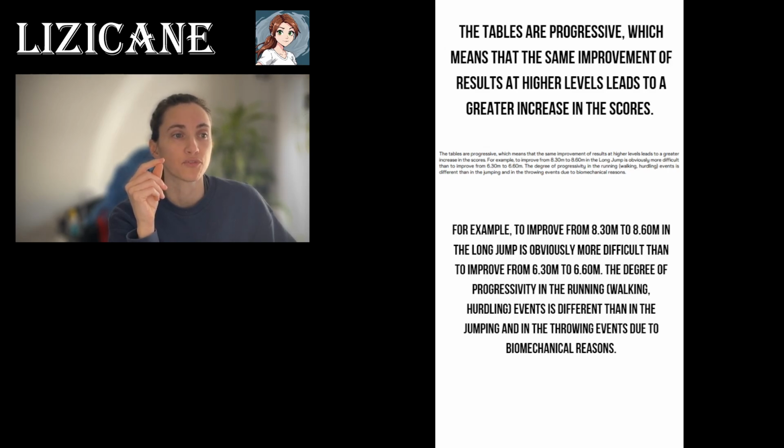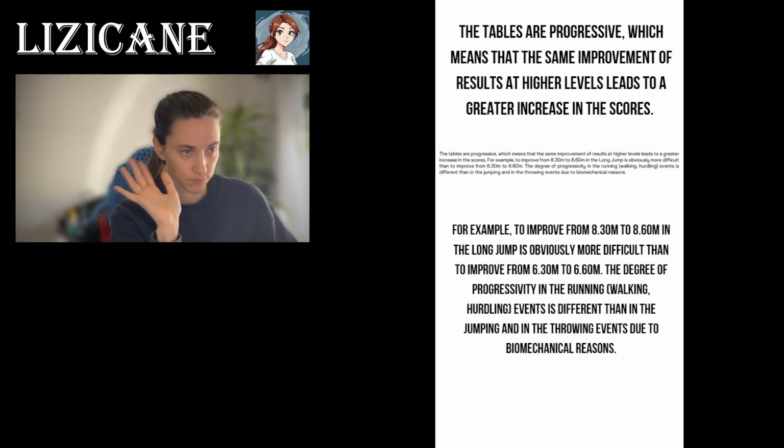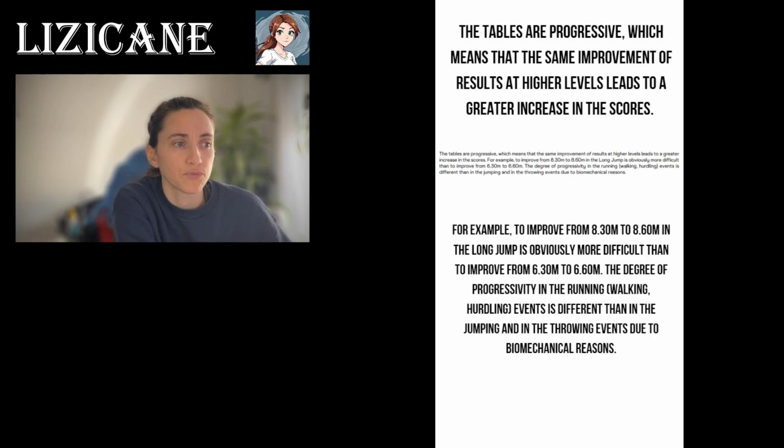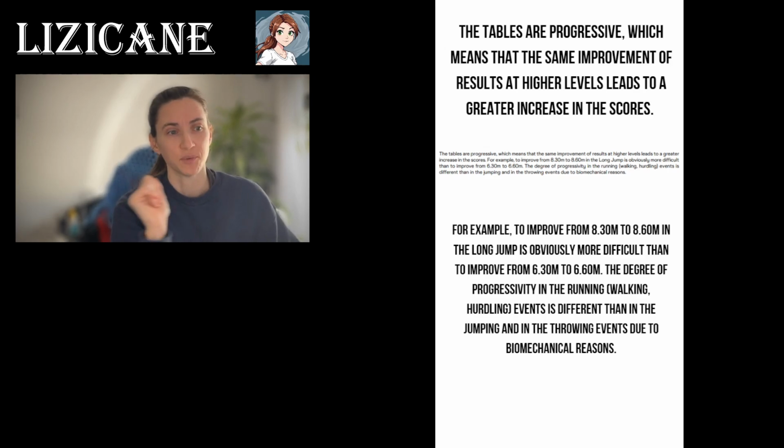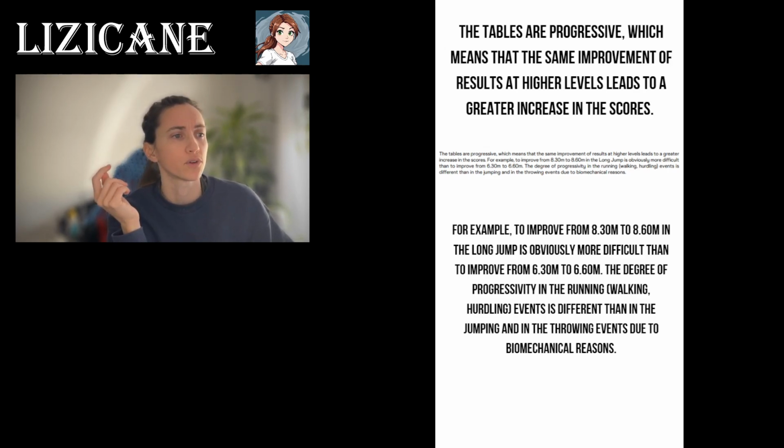For example, to improve from 8.3 meters to 8.6 meters in the long jump is obviously more difficult than to improve from 6.3 to 6.6 meters. The degree of progressivity in the running, and then it kind of brings together the walking and hurdling events, is different than the jumping and in the throwing events due to biomechanical reasons. I would obviously love to know what they think the biomechanical reasons are for the differences between the events.